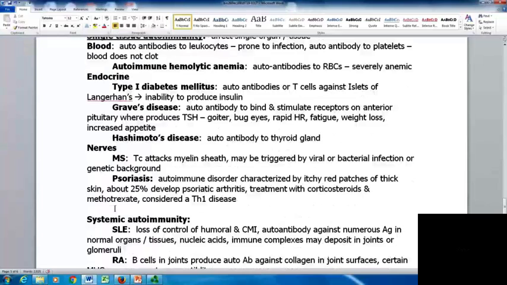The nervous system can also have this with multiple sclerosis. The cytotoxic T cells attack the myelin sheath. This can be triggered by viral or bacterial infection or just your genetic background. With psoriasis, you have an autoimmune disorder characterized by itchy red patches of thick skin. About 25% of these will develop psoriatic arthritis. This is treated with corticosteroids and methotrexate and is considered a Th1 disease.